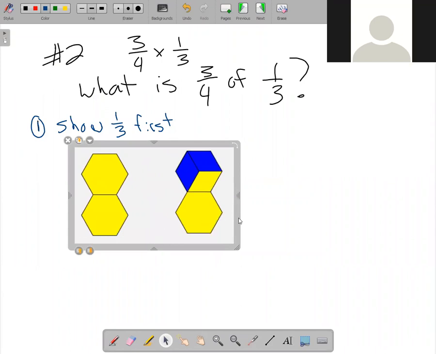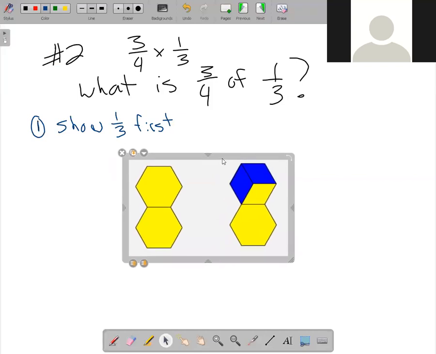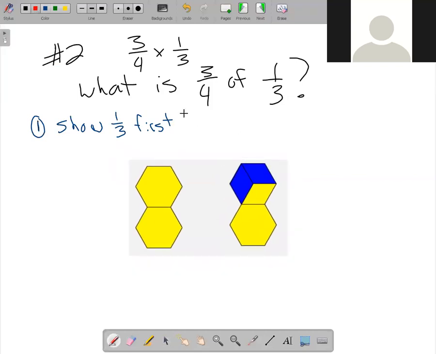So first I show 1/3, got it. Now I have to show what is 3/4 of that. So second, let's go green. What is 3/4 of that 1/3? Uh-oh, what do I have to do to those rhombuses? Change them to the green pieces.